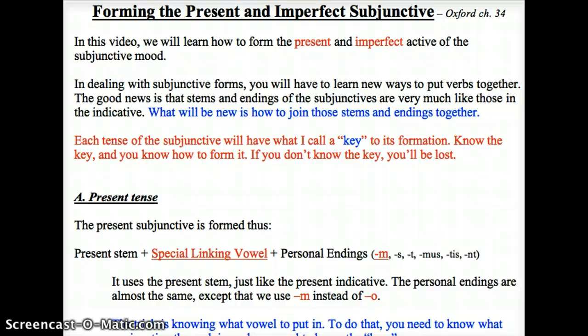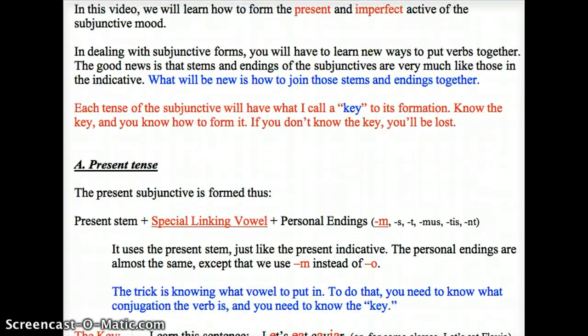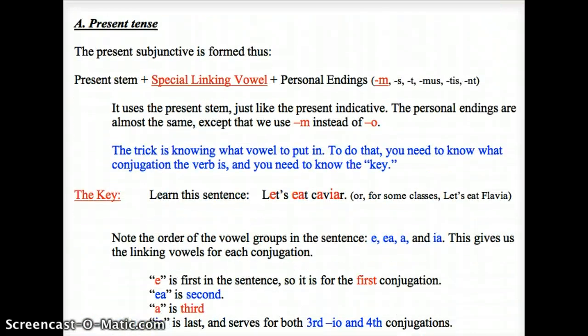So let's start with the present tense here. The present tense is formed in this way. You start with the present stem. You have special linking vowels that we will talk about in a minute, and then your personal endings, which are for the most part normal, same ones you use in other places, except in the first person singular you have m, s, t, mus, tis, nt, instead of o, s, t, mus, tis, nt.